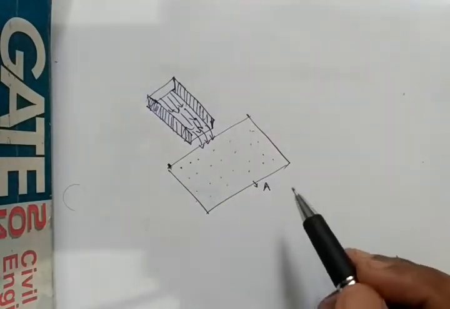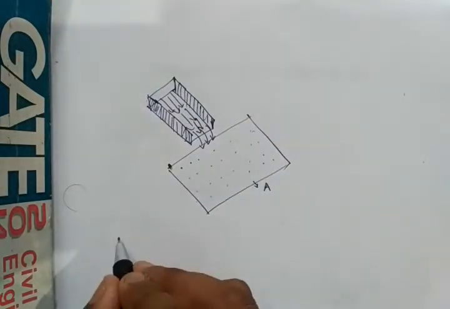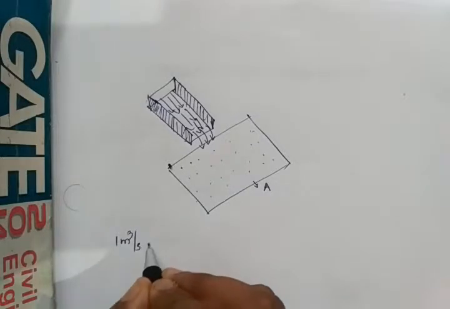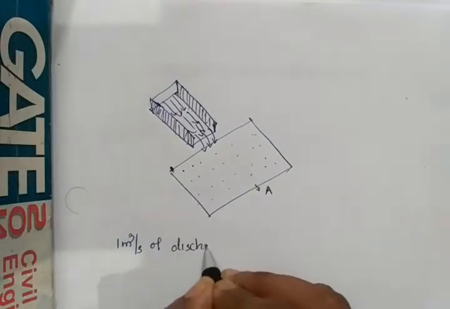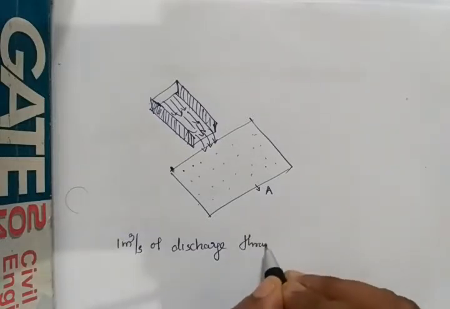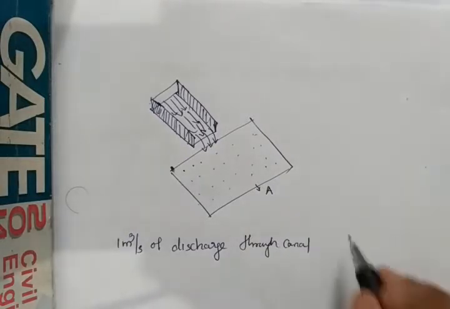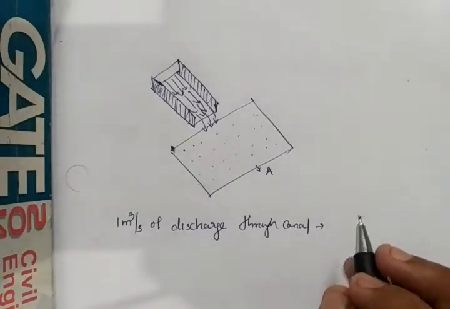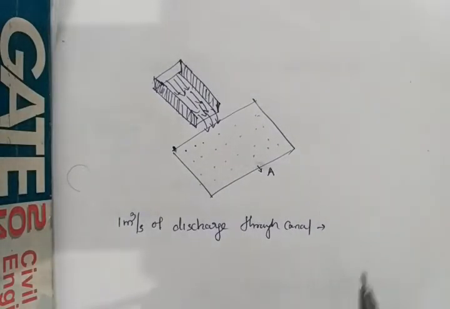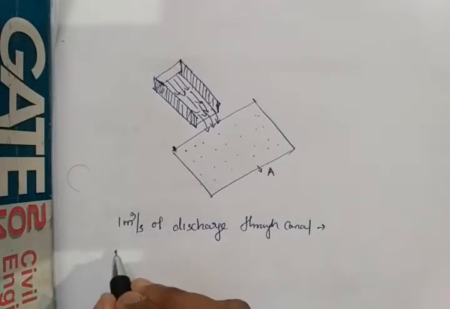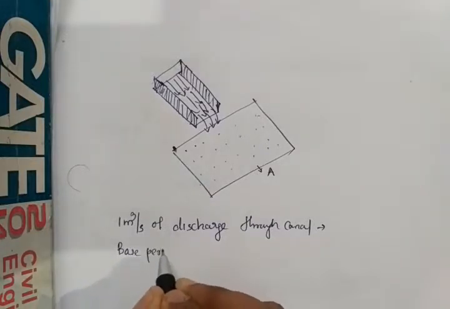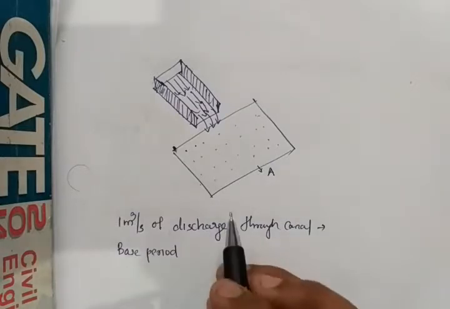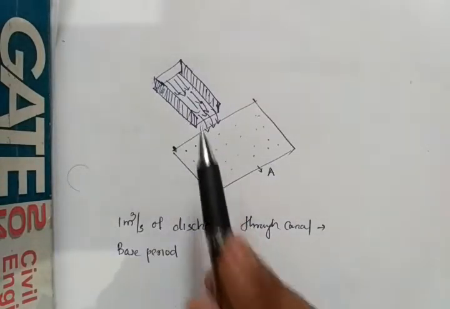Base period is the first day of irrigation from the canal to the last day of irrigation to the field. So throughout the day you are running a sufficient amount of discharge through the canal to fill the commandable area so that your plant can grow easily. Let's take that you are running 1 meter cube per second of discharge through the canal for the whole base period. The whole period is known as the base period, irrigation starting to irrigation end.